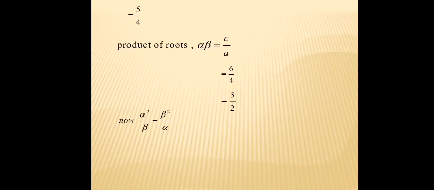Now we are going to evaluate the given symmetric function, that is alpha square by beta plus beta square by alpha. For this we will have to add these two and we'll get alpha cube plus beta cube whole divided by alpha beta.